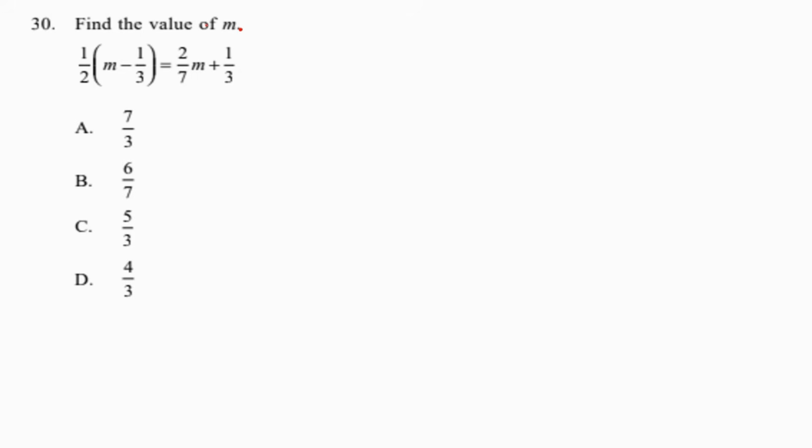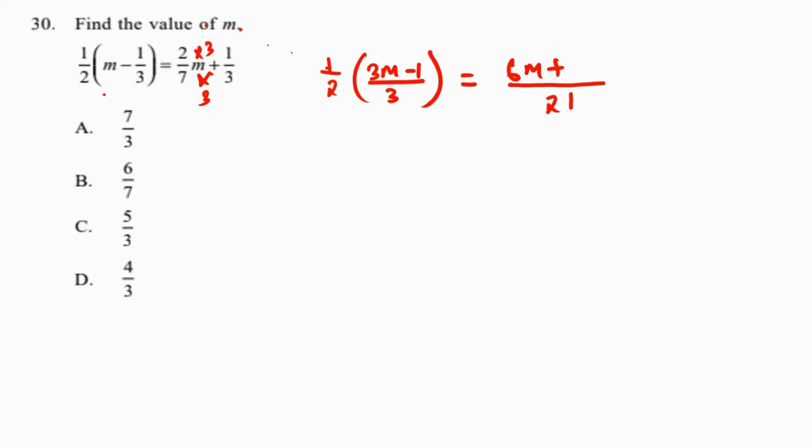Moving on to the next question, find the value of M. So first, let's just break this apart. Half of, within the bracket, the LCM would be 3. So 3 times M on top minus 1 is equal to, if we take the LCM of the right hand side, that would be 21. 7 times 3 is 21. So 2M times 3 would be 6M plus 3 times 7 is 21. So 1 times 7 would be 7.